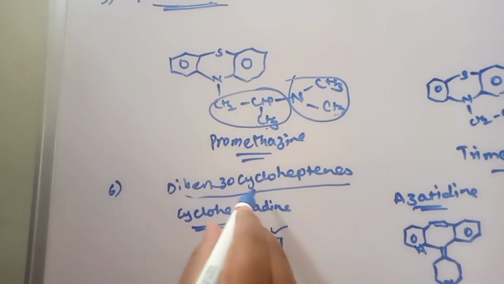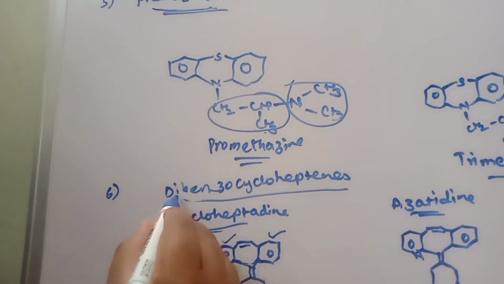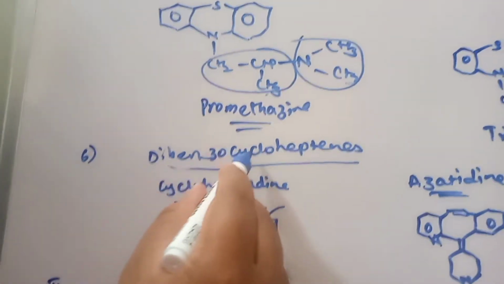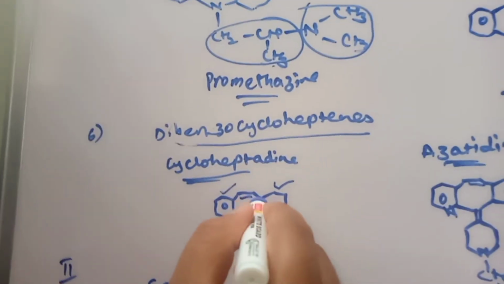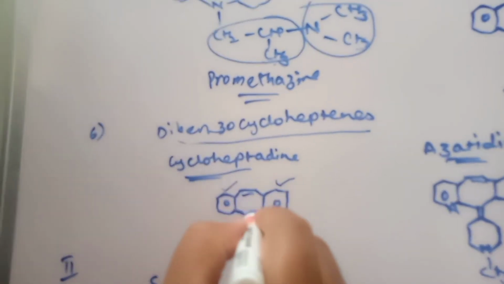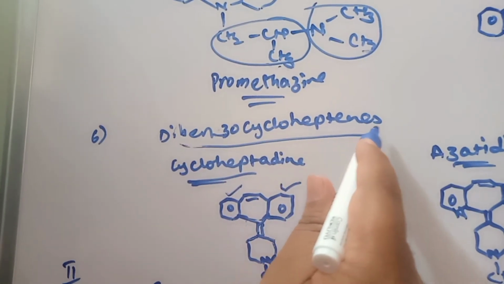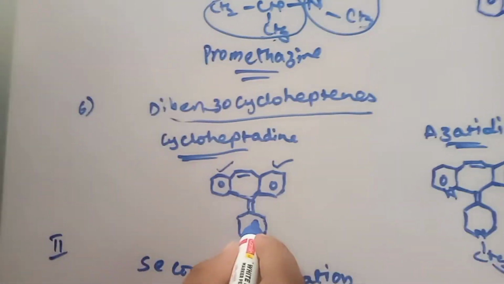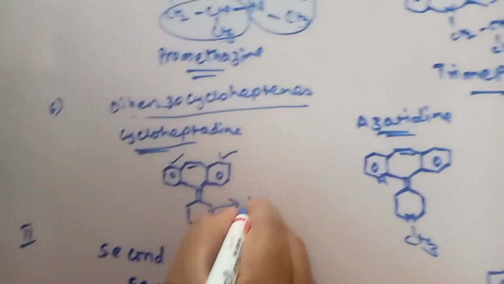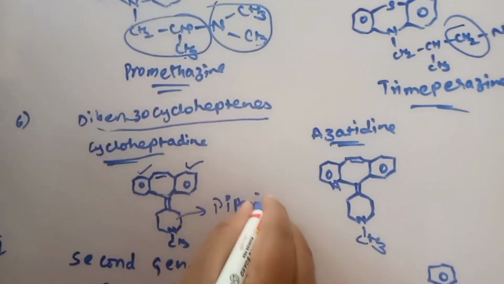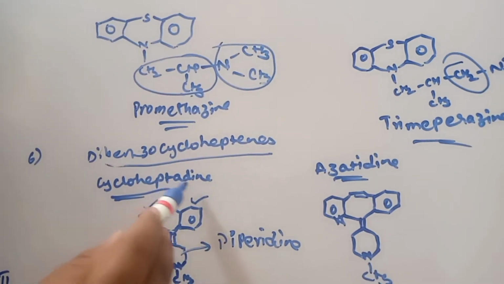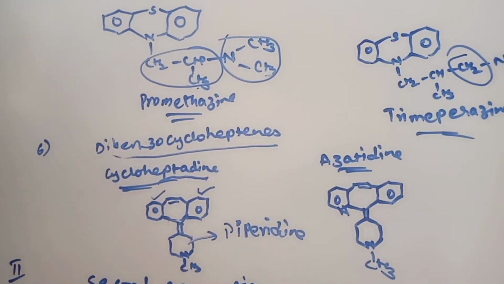Sixth compound is dibenzocycloheptadines. The name itself indicates dibenzo means two benzene rings. Cycloheptane means 7-membered ring, the center 7-membered ring containing double bond. They are called heptanes. To one of the carbons there is a double bond and attached with 6-membered ring containing nitrogen. They are called piperidine. This is called piperidine.